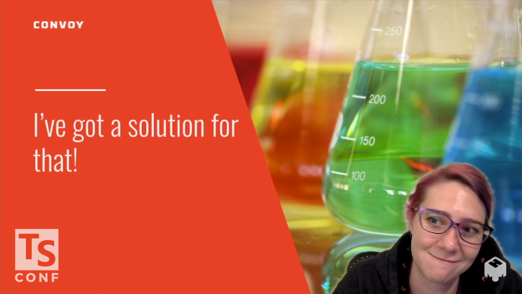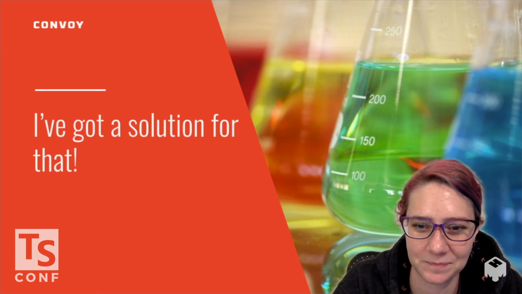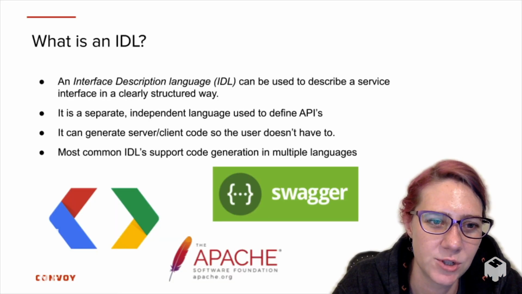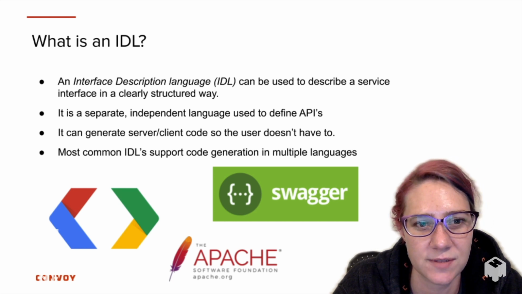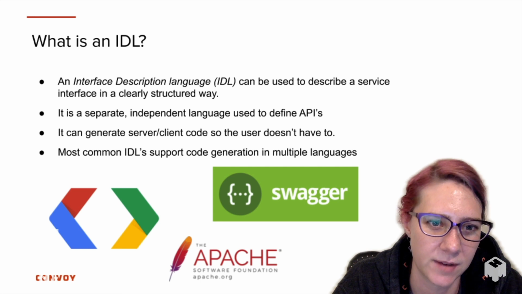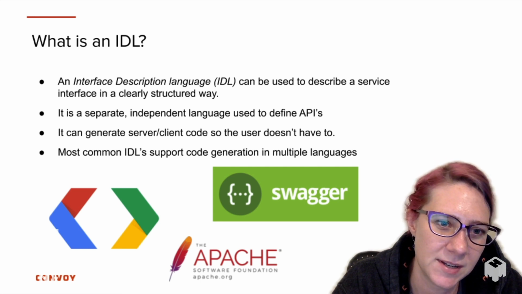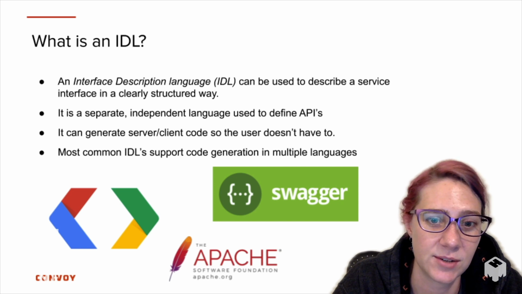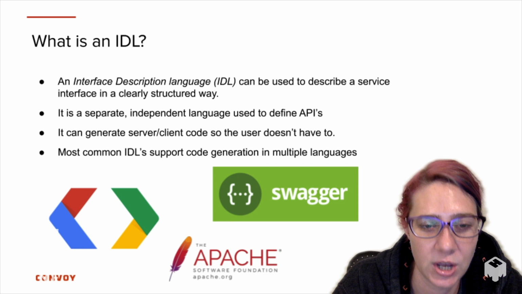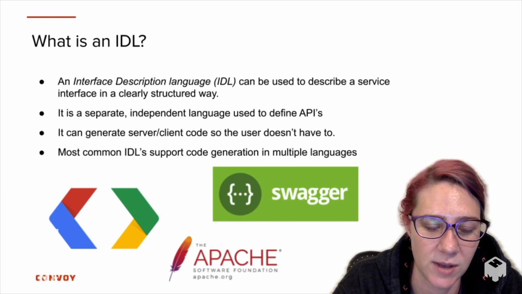So we said, we've got a solution for that. It's a language called an IDL, or Interface Description Language, that can be used to describe a service interface in a pretty clearly structured way. It uses an independent, separate language to define the APIs and then generate the server and the client code so that the user doesn't have to. Most common IDLs support code generation in multiple languages as well.